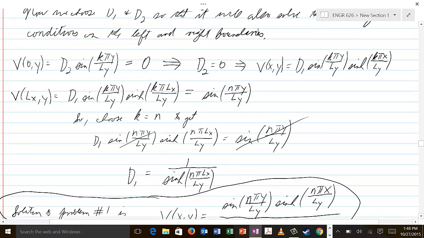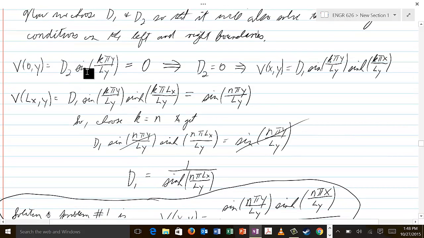And that's what we have right here, d2 sine of k pi y over Ly. And that must be 0. Which implies that d2 must be 0. Which implies now that our expression for v is even simpler. We just have d1 times the sine of k pi y over Ly times the sinh of k pi x over Ly.